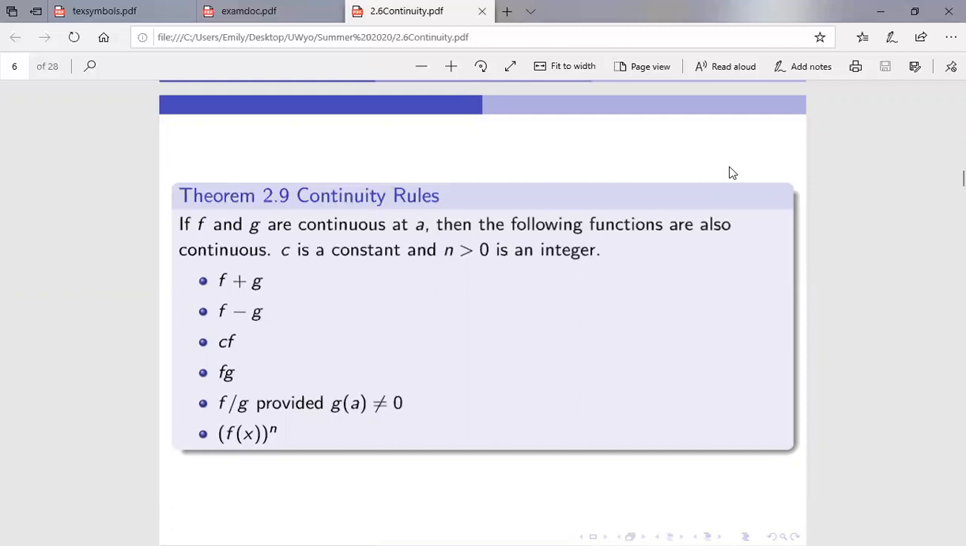So f plus g will be continuous, f minus g, c times f, so your entire function times a constant, the product f times g, f divided by g, provided that g at the point a is not equal to 0, and a function f of x raised to a power n, where n is a non-negative integer. If any of the base functions are continuous, then these derived functions, these functions that come from something else, are also continuous.